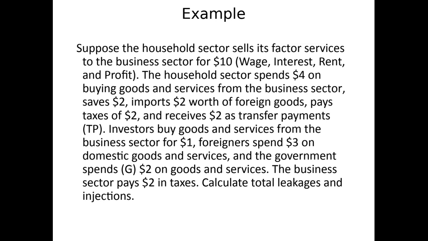So investors buy goods and services from the business sector for $1. Foreigners spend $3 on domestic goods and services, and the government spends $2 on goods and services. The business sector pays $2 in taxes. Calculate total leakages and injections. So let me put all these numbers in this diagram, as you can see on your screen.